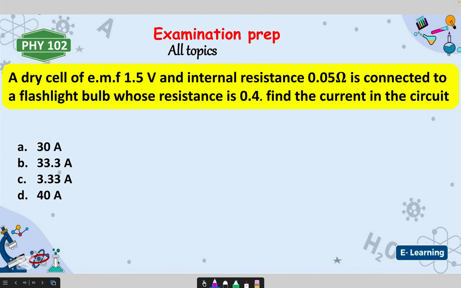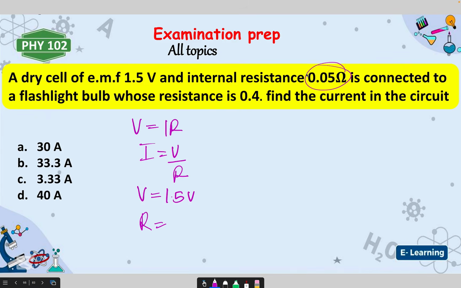Let us look at the next. A dry cell of EMF 1.5 volt and internal resistance is connected to a flash bulb whose resistance is given. V is equal to IR, so I is V over R. The voltage for this question was given as 1.5 volt. Now you have two resistances, so you add them together. One of the resistances is 0.05, the other one is 0.4. So it becomes 0.05 plus 0.4.